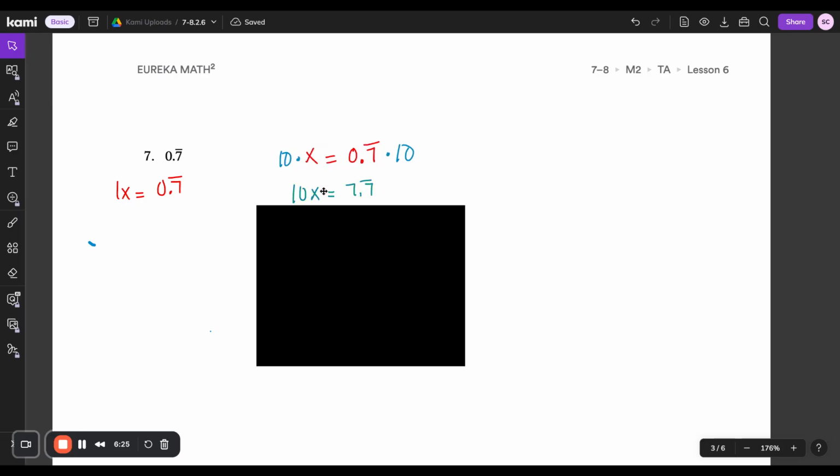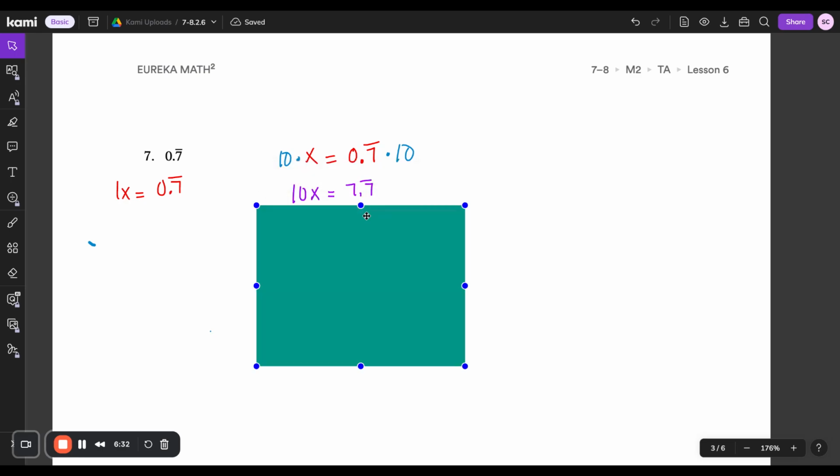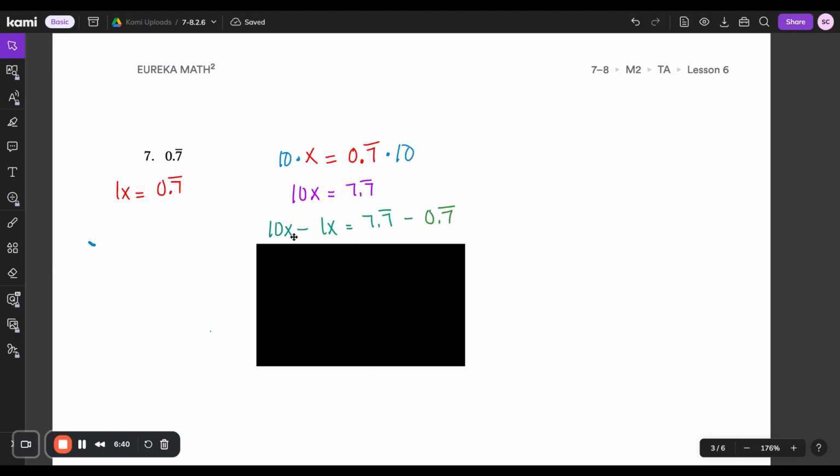So we have 10 times x is 10x, and 0 and 7/10 repeating times 10 is now going to be 7 and 7/10 repeating. From here, since we can't work out of 10, since this is repeating and not a finite or terminating decimal, we're going to do 10x minus 1x on this side. And remember, we're substituting, so 10x was equal to 7 and 7/10 repeating. So that's what I have on this side.